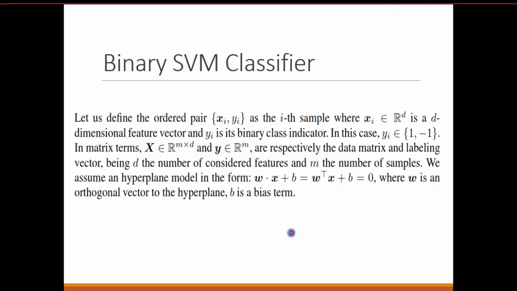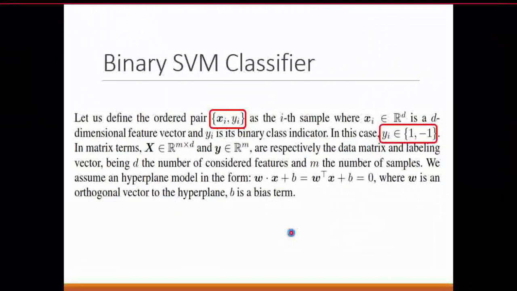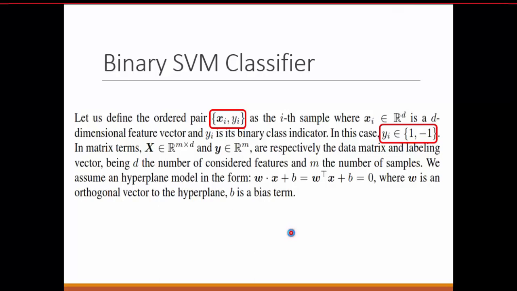Okay, now a bit of maths. First of all, because this is a supervised approach, we have to consider this ordered pair. We have, of course, the data point, you know, the training data point, but also the label of that specific data point. It's also called a sample. And here we are going to assume that the labeling will be given like, you know, this is a binary classifier. For that reason, we need two different labels. In this case, minus one and one.